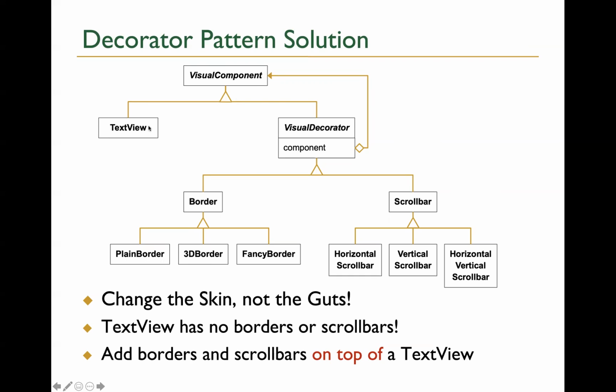So basically, both the decorator and the text view belong to this parent class. We call it visual component. But the difference between the text view and the decorator is the decorator can have a reference back to the visual component. That means the decorator can decorate some kind of a component. Obviously the decorator can decorate a text view, but also another visual component, which could be another decorator. So that's how you can wrap all the decorators one after another.